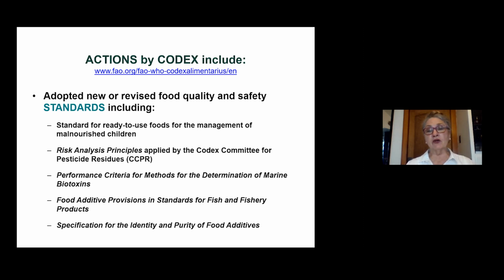A lot of your countries ship fish. This is important. So not only with that, but the food additives that are being used for fish and fishery products. The specification of identity and purity of food additives. Food additives are different in different countries. The EU standards for food additives and the US standard for food additives are different. So depending on where you're shipping, you have to look at what additives have been accepted and what ones haven't.